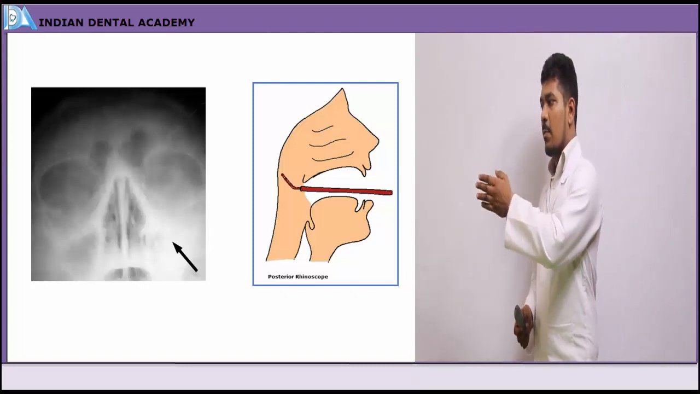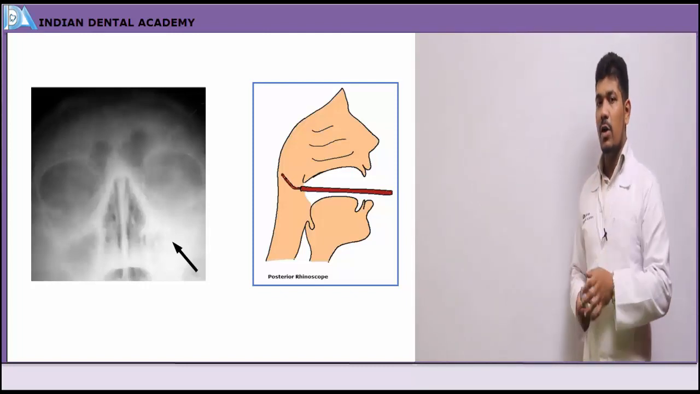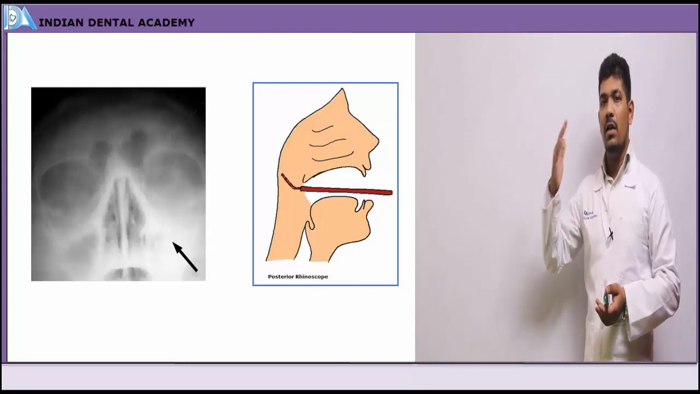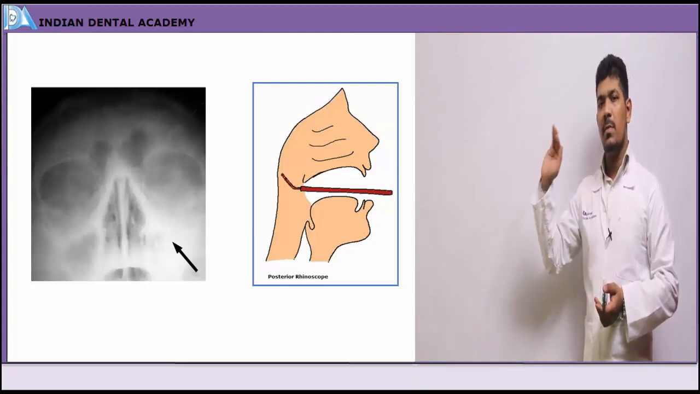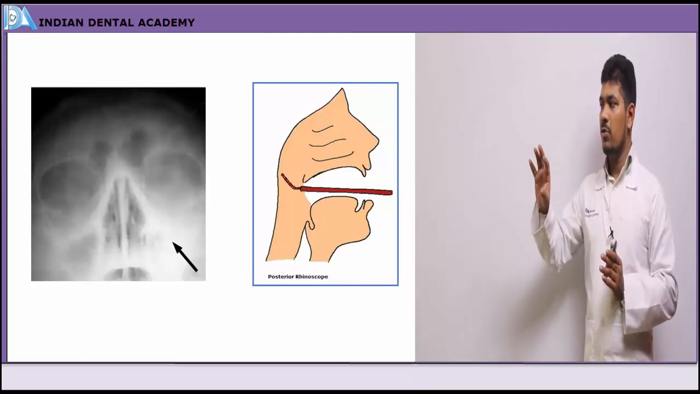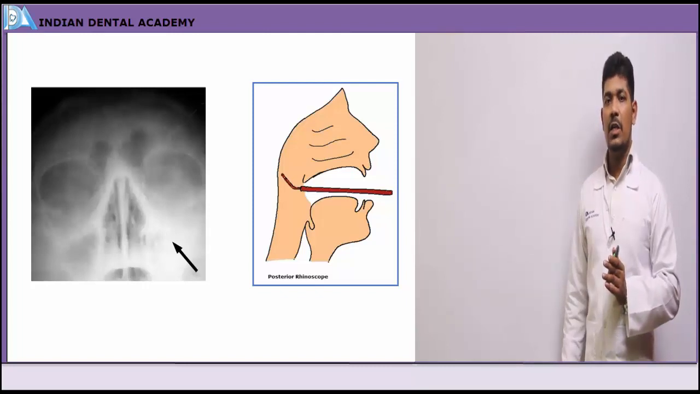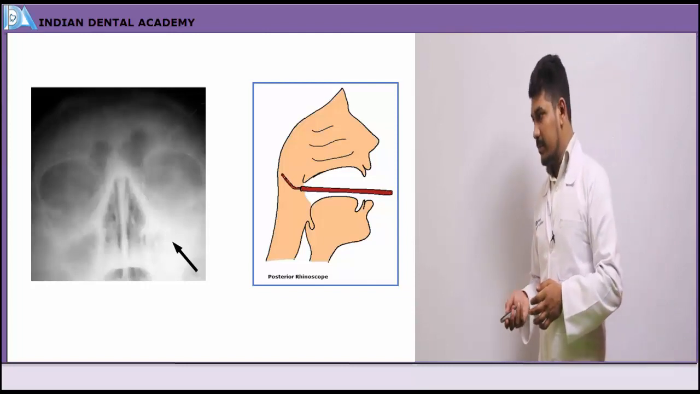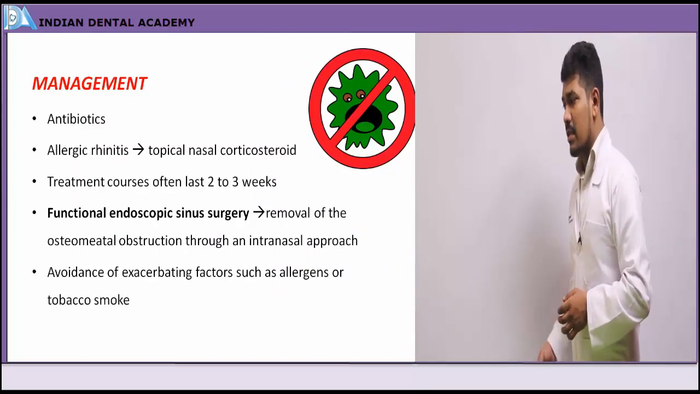You can also see the posterior rhinoscopy, the way of introduction, and how the scope is used to visualize the nasal fossa from the posterior view, and it also gives a clear picture of the osteomeatal complex. Now, how do we manage it?